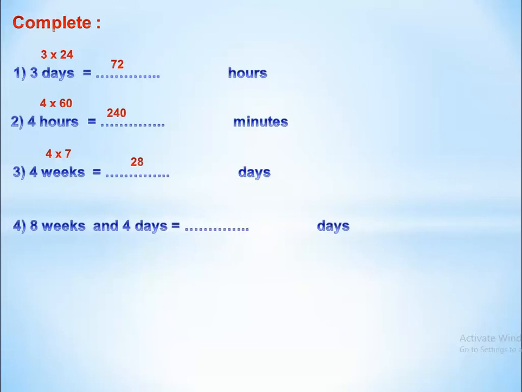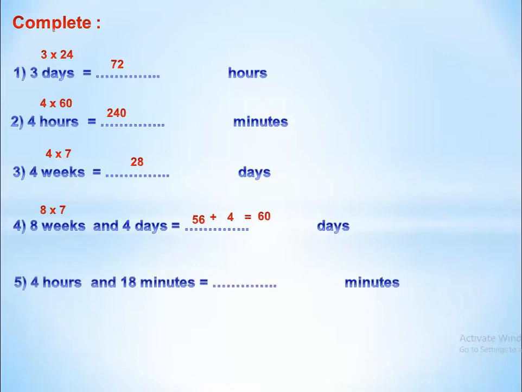8 weeks and 4 days equal how many days? Let's convert from weeks to days first. 8 times 7 equals 56, and 4 days, so it will be plus 4, so it will be 60. 4 hours and 18 minutes equal how many minutes? Let's convert from hours to minutes. From hours to minutes, we multiply by 60. 4 times 60 equals 240, plus 18, it will be 258.